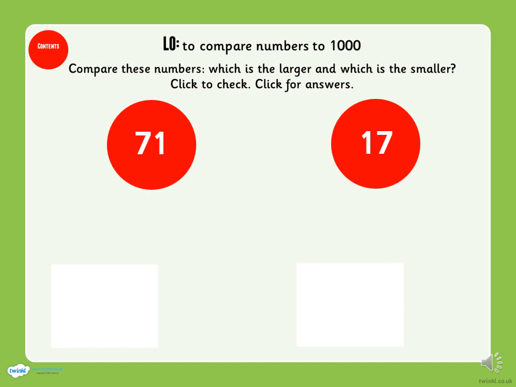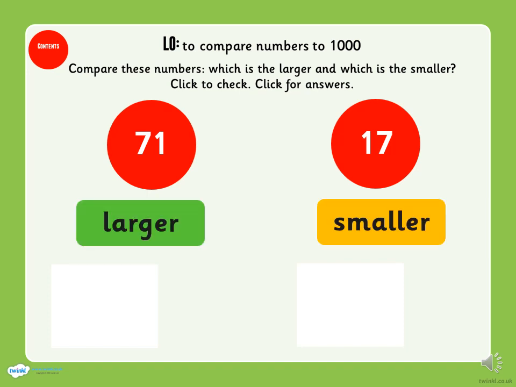Okay, we're going to do this again with the numbers 71 and 17. Again, they've got exactly the same digits in them, but placed in a different order. So we've got a 7 in our tens place and a 1 in our ones place for 71. And for 17, we've got a 1 in the tens place and a 7 in the ones place. So our number is 17. All right, which one do you think is larger and which one do you think is smaller? Let's take a look. Great, 71 is much larger than 17.